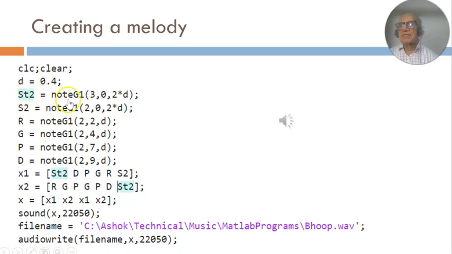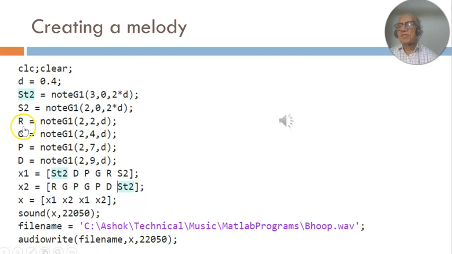So since this is Tar Saptak, my S parameter is 3. Since it is Shadaj, my N parameter is 0. And since it is 2 matra, the third parameter is 2 times D, because D is the reference duration corresponding to 1 matra. Similarly, I generate S2, that is note G1. 2 means Madhya Saptak, 0 means Shadaj, and 2 means I want double duration.